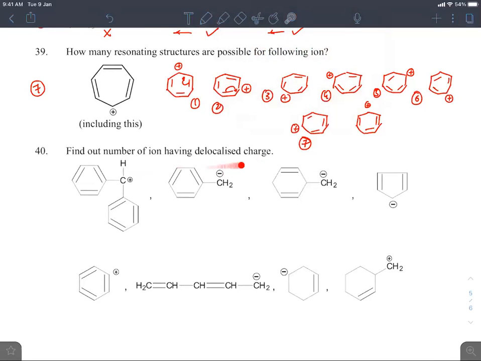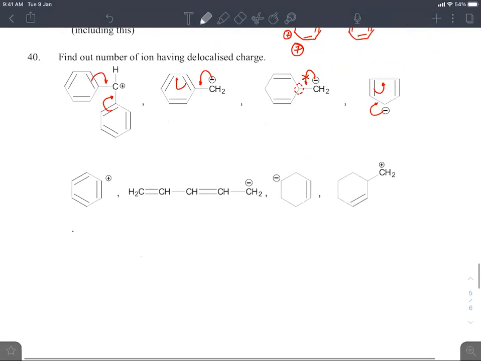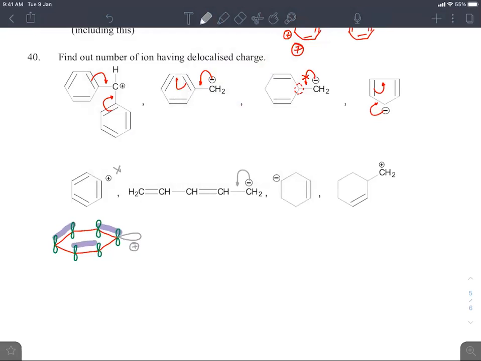Now, find out the number of ions having delocalized charge. So here it is delocalized from both the sides. This is also delocalized. This cannot be delocalized because it is an sp3 carbon, so no resonance. This can be delocalized. This positive charge cannot be delocalized because it is present on a carbon where the pi bond is different. These are the pi bonds which they have, and you can see resonance is happening this way, and somewhere here there is an orbital which has positive charge, and that orbital is perpendicular to this pi bond, so there is no involvement of this pi orbital, so there is no resonance. This plus charge is not delocalized, this minus charge is delocalized.